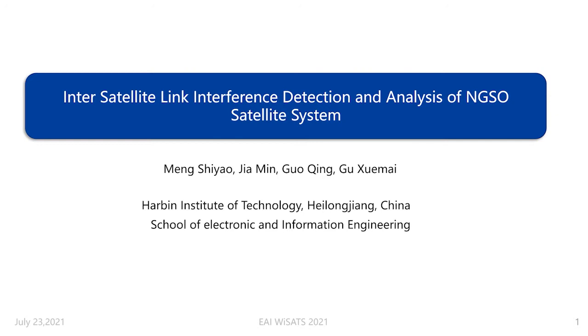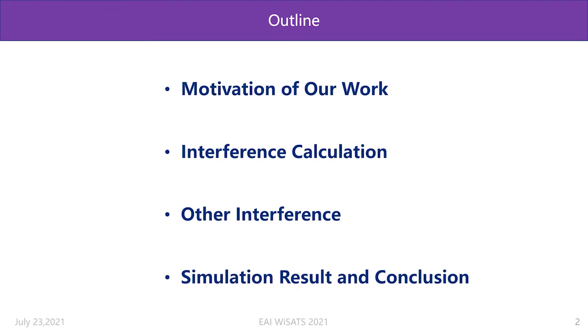I'm glad to share my paper about intersatellite link interference detection and analysis on NGSO satellite system. The article describes the main contents of our work from 4 parts, including motivation of our work, interference calculation, other interference, and simulation result and conclusion.